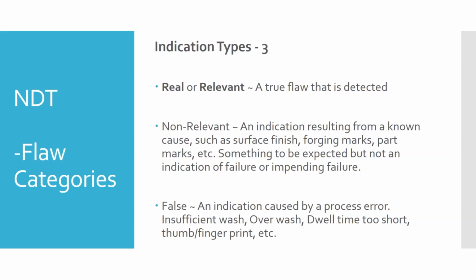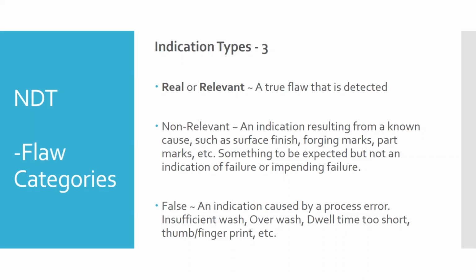A false indication is something caused by a process error. This is a mistake. And so when we get into things like liquid penetrant, we have to wash the parts. It could be insufficient wash or overwash, things like what are called dwell time. It can even be things like thumbprints or fingerprints when you're handling a part that has the different NDT consumable materials on it.